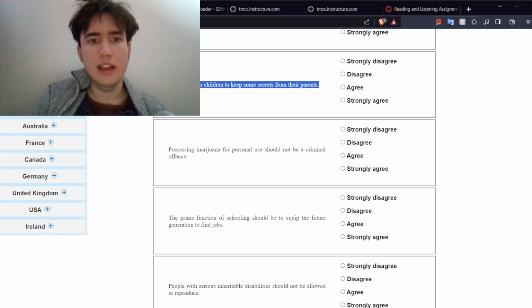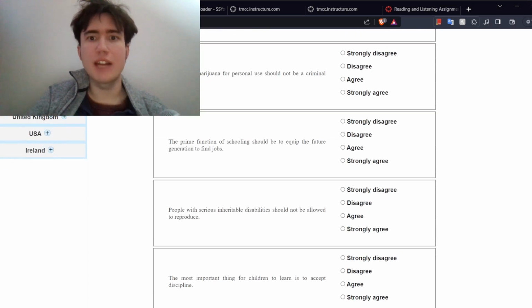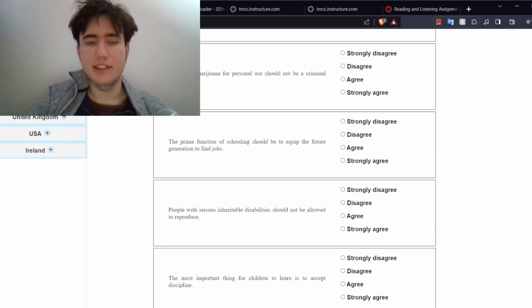What he's really trying to ask is if it is good for children to keep secrets from their parents, or okay for children to keep secrets from their parents. But is it natural? Strongly agree. Not even going to think about the implication there. It's natural.